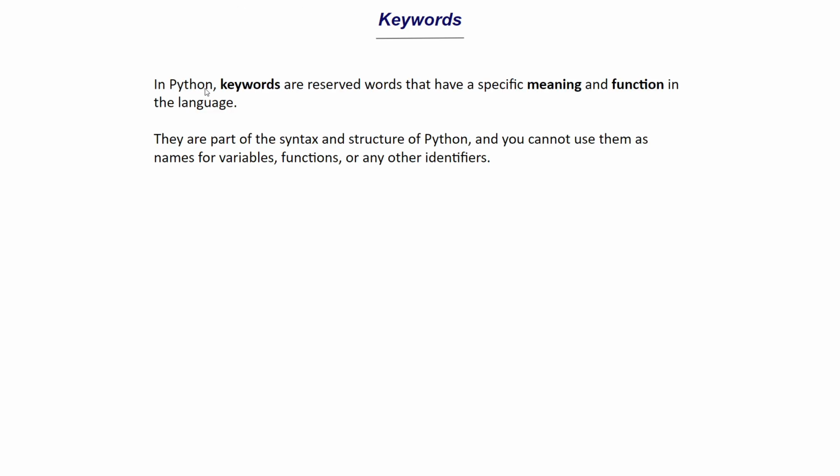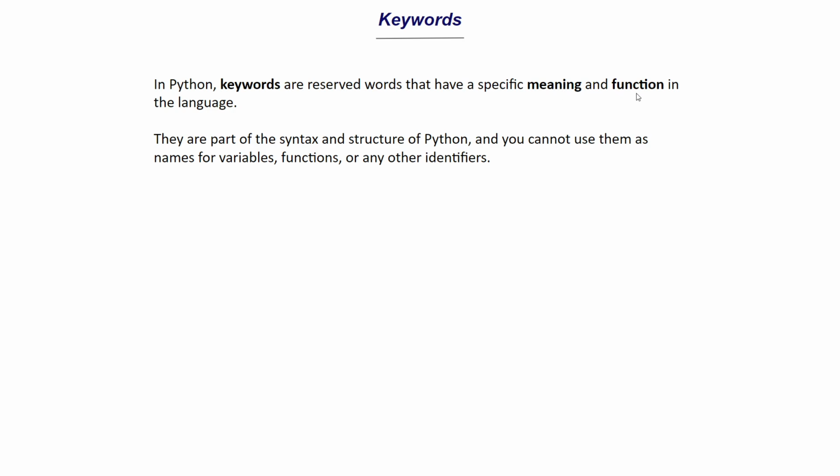So first let's try to understand these keywords. In Python, keywords are reserved words that have a specific meaning and function in the language. They are part of the syntax and structure of Python, and you cannot use them as names for variables, functions, or any other identifiers. This is a basic explanation of what keywords are, and it's pretty much self-explanatory. There are some words that are reserved, so you shouldn't use them for other purposes, like creating variables or function names. These are reserved words and they can be used only for their specific purposes.